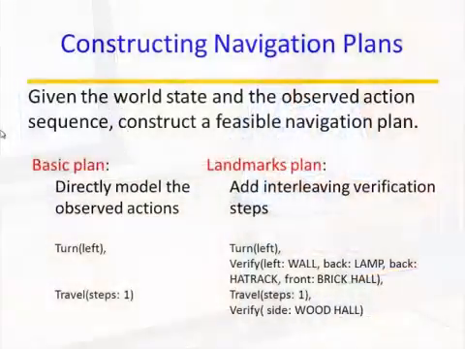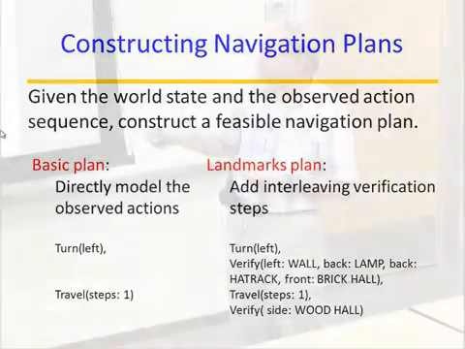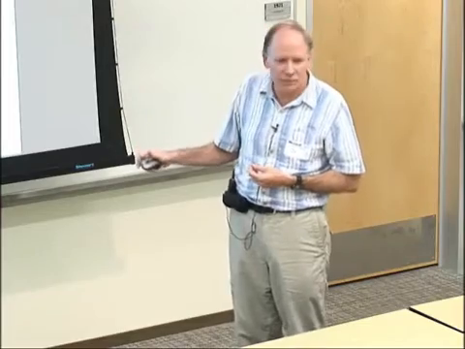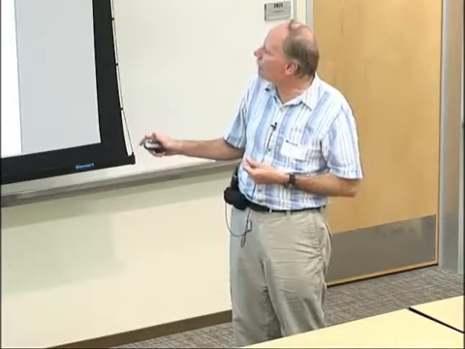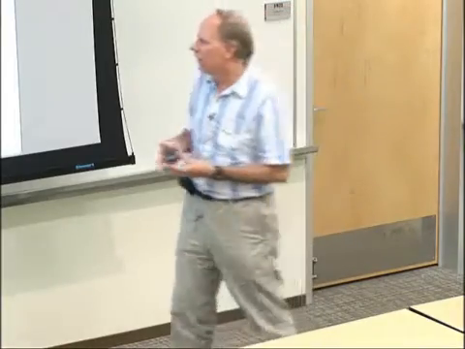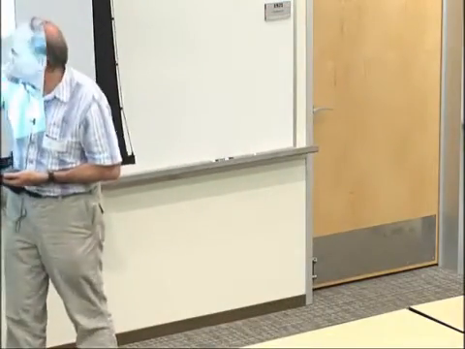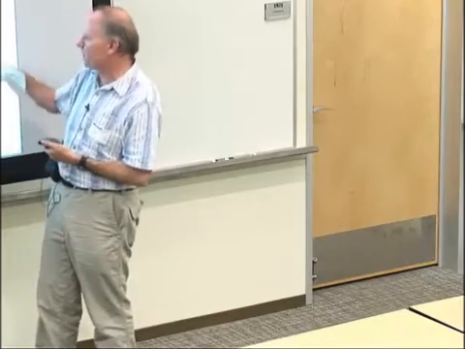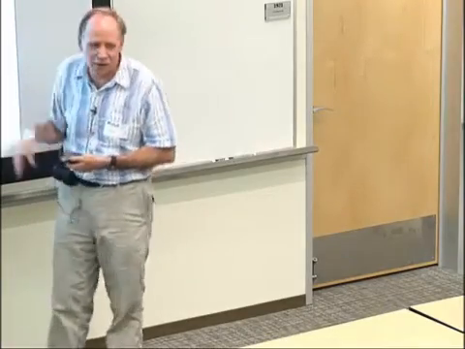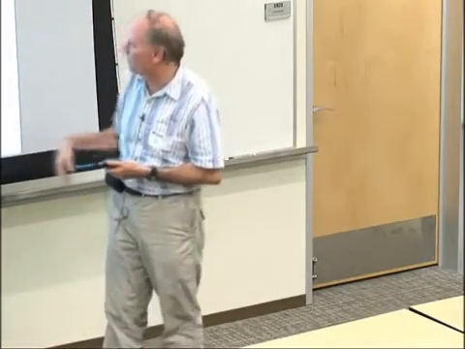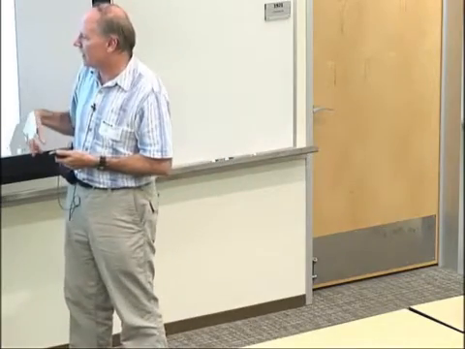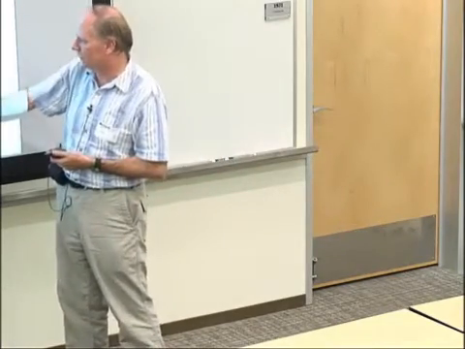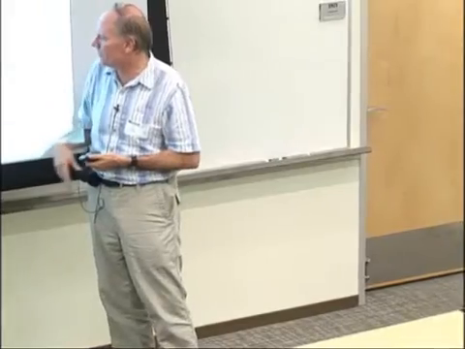So a little bit about those two things. So we sort of bound the representation of a plan by two things. One is you just mentioned the primitive actions. The other, after every action, you put in everything in the world that you observe at that point. So you turn left, then you verify that there's a wall to the left, a lamp to the back, a hat rack to the back, and a brick wall in front of you. And it's actually not even all here because it doesn't have the tile, but that would be there too. And then you take a step and you verify that you're in the wood hall.